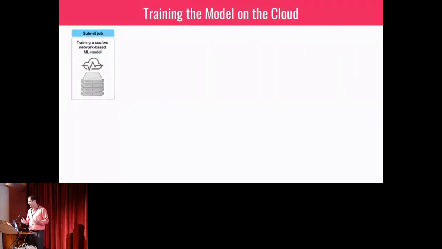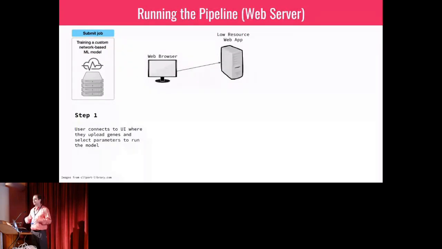So, training the model on the cloud. This is for the web server. The first thing a user is going to do is come up to the browser, interact with it, upload their set of genes, and also pick which network they want to run it on. Then what happens is a resource is spun up on the cloud, a high resource computational node.